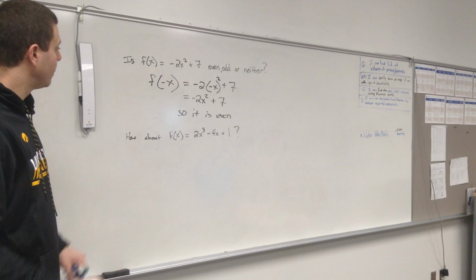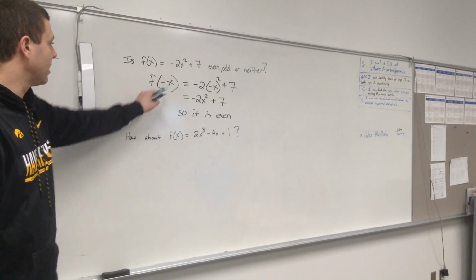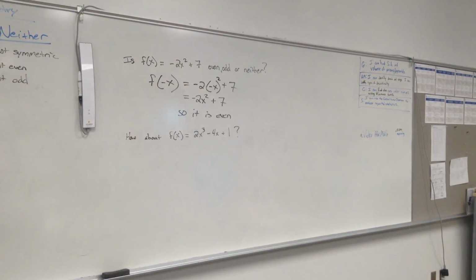Why did I plug in negative x? That is how I prove something is even or odd, right here. You have to do it. You have to show me that it's even or show me that it's odd, and you're going to see what f of negative x is equal to. If it equals the original, it's even. If it equals the opposite of the original, it's odd. If it doesn't equal either one of those things, then it's neither.